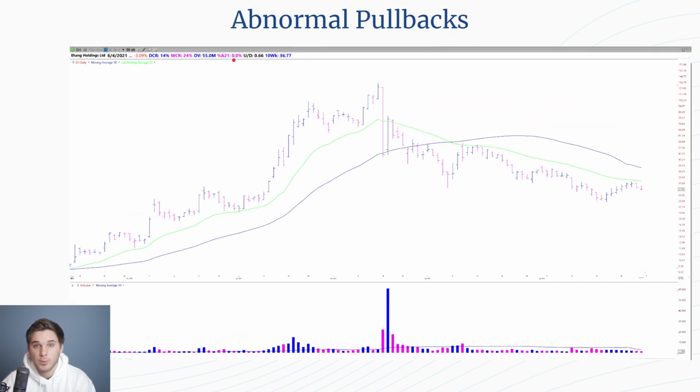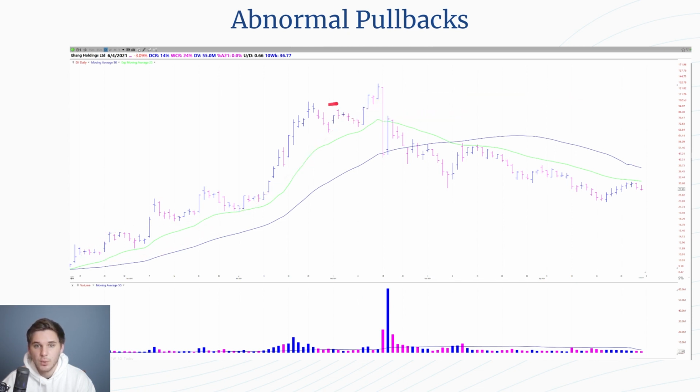And in terms of abnormal pullbacks, this is an extreme example, but we've got EHang here. And you can see on this day, it basically does a few things wrong. But most notably, it breaks that 23 EMA, which it had been respecting, on very high volume. So you can see here, I think this was a 60+% drop in one day. So very extreme on high volume. And you can see it slices right through that key moving average, which it had been respecting during this uptrend.